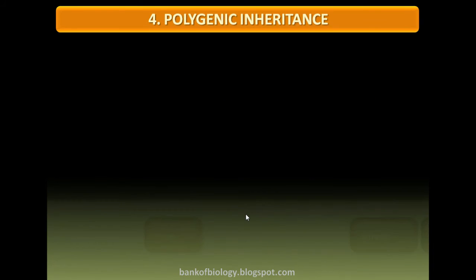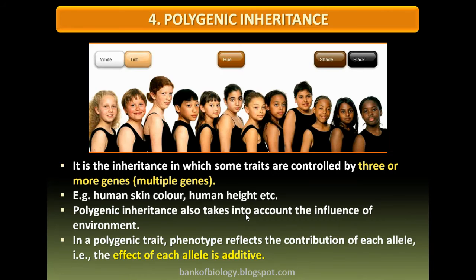Next is polygenic inheritance. In polygenic inheritance, the traits are controlled by three or more genes, multiple genes. There the gene was the same but alleles were different. Here we have different genes. For example, human skin color and human height, and it is also influenced by environment. The phenotype is the contribution of each allele. The effect of each allele is additive.